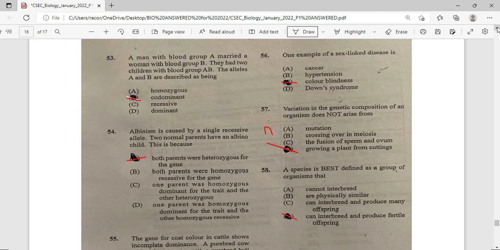56 is an old question. The answer there is going to be C. 57 is a new question. Variation in genetic composition of an organism does not arise from growing a plant from cuttings. So there's no variation from cuttings, that is mitosis, asexual reproduction. All right, so we continue by looking at 58. 58 is an old question. The answer there is going to be D.